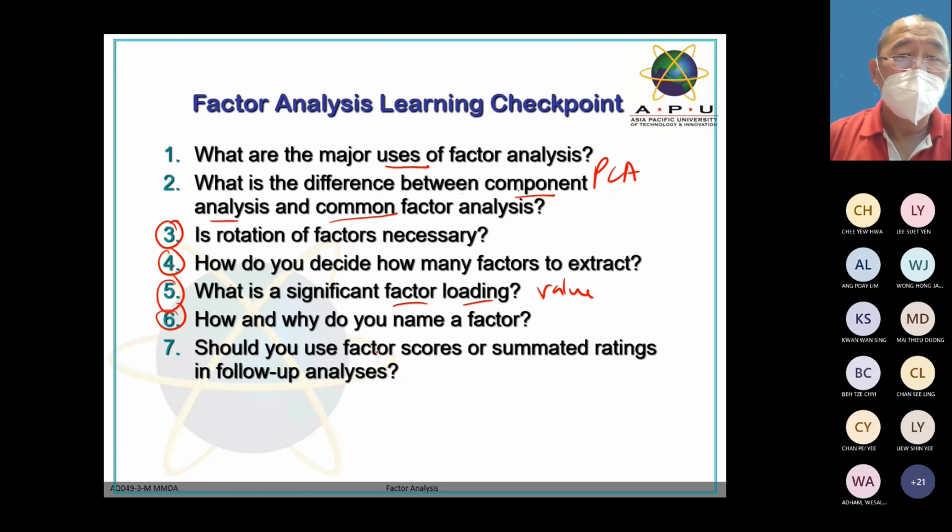Okay. Should you use the factor score or the summated rating for follow-up analysis? Here you can refer to the advantages and disadvantages of the factor score and also the summated score. For this one, there is no single answer.